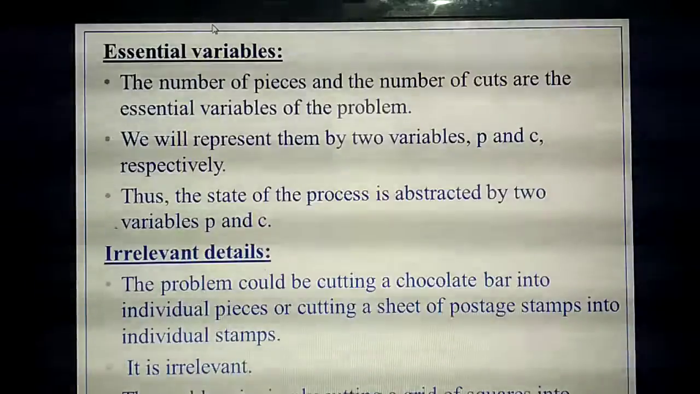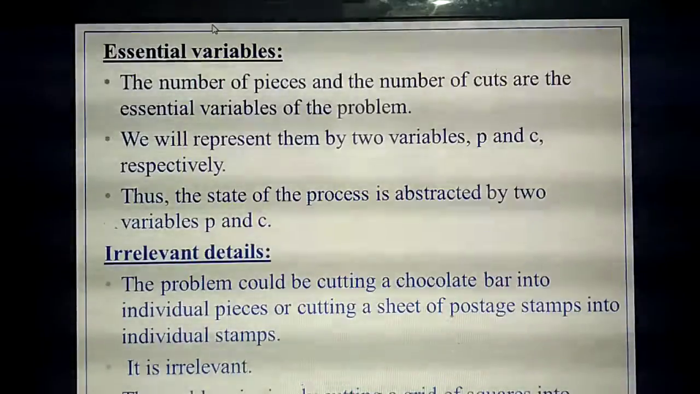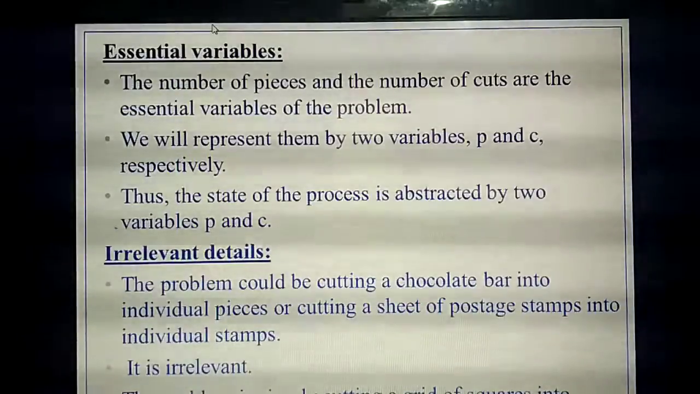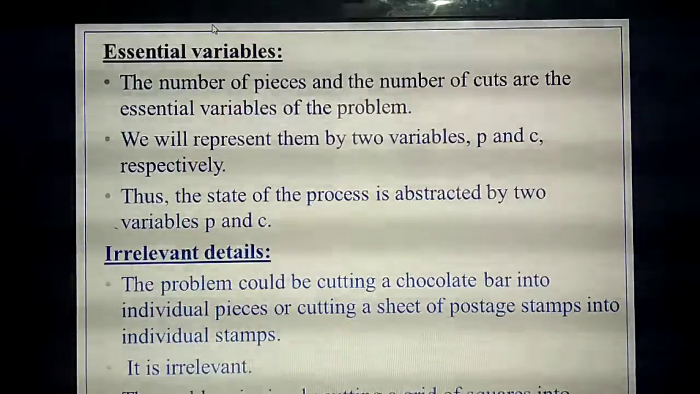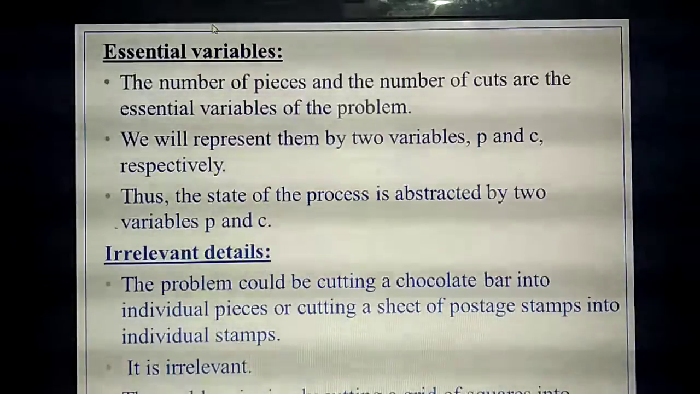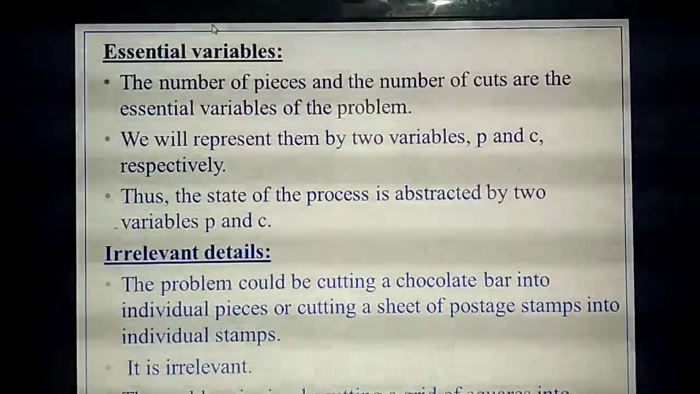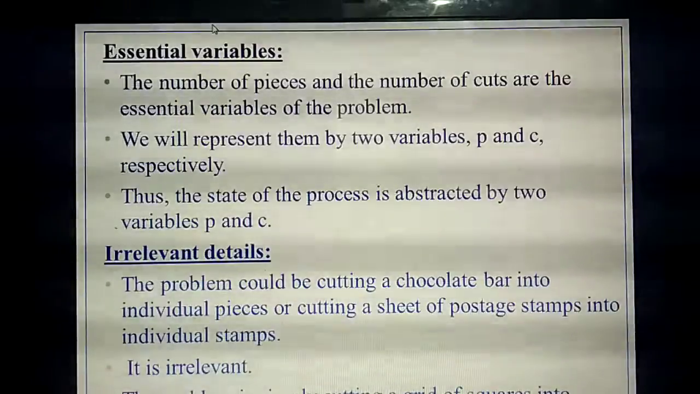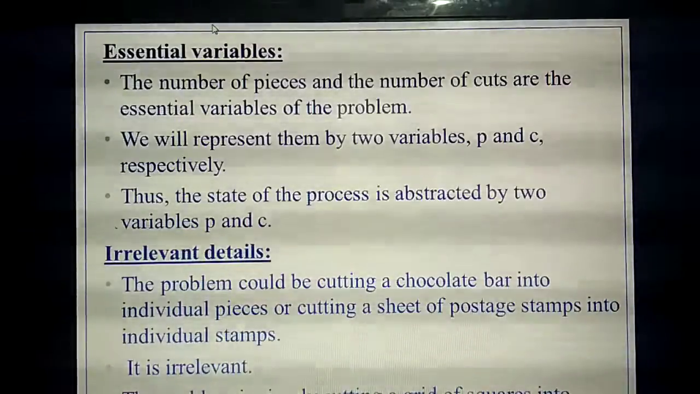So what are the essential variables? Essential variable means important things. The number of pieces: how many pieces will you get? And for those pieces, how many cuts do you need to make? Those two are the essential variables. The two variables you are representing as P and C. P represents the number of pieces and C represents the number of cuts.